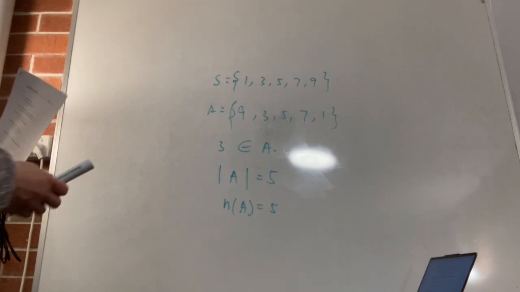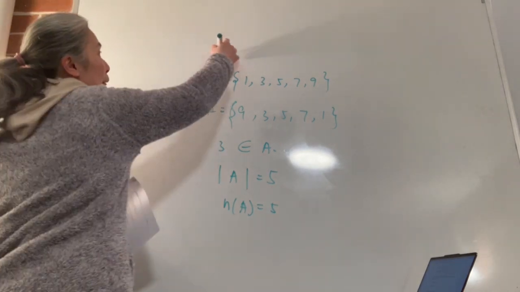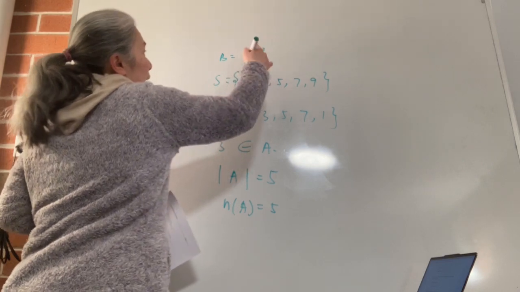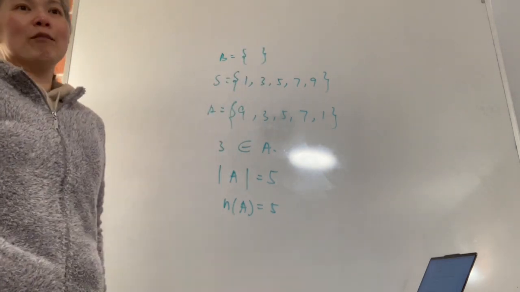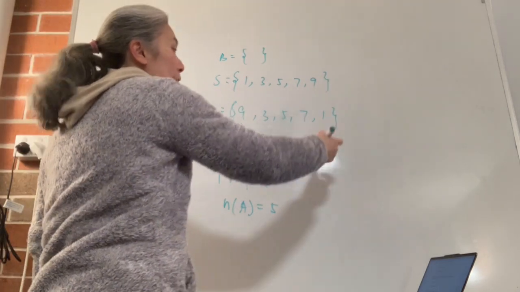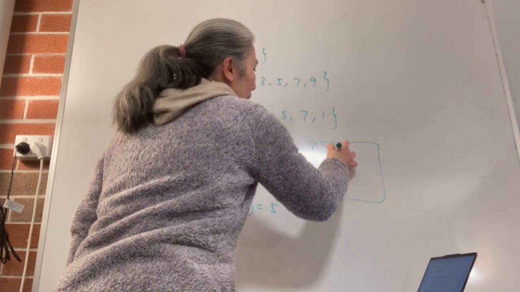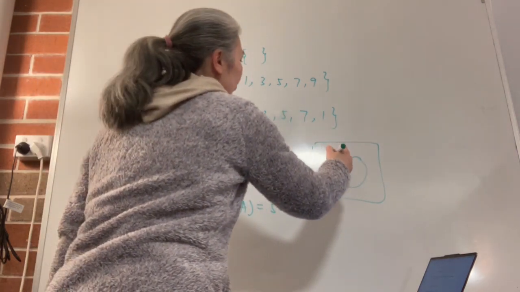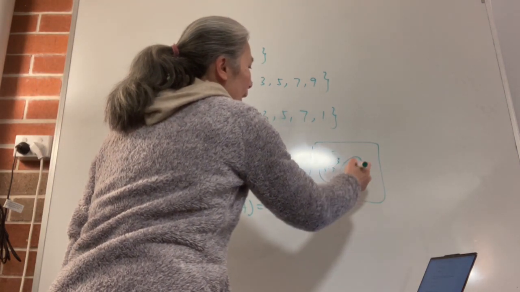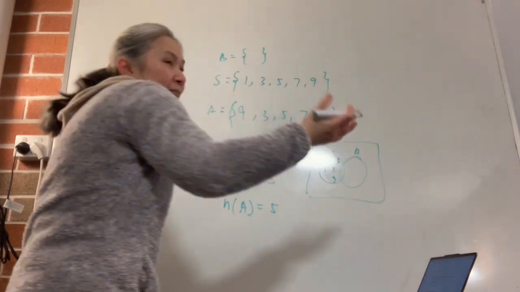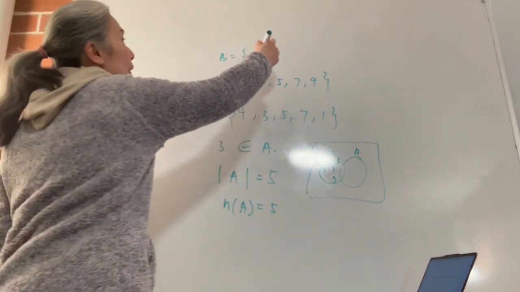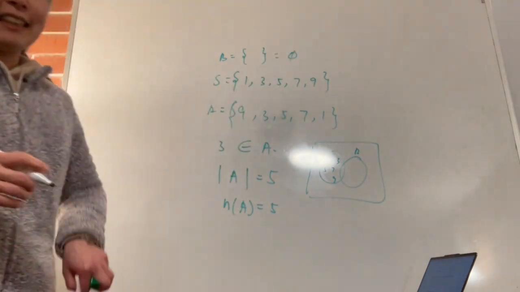Empty set. If I have nothing in the set B, this is an empty set, nothing inside. In terms of a Venn diagram, if you have A and B, so far my A is 1, 3, 5, 7, 9. My B might be in here, nothing. Here it's just empty. Or you can write it as a null symbol, which means without anything.